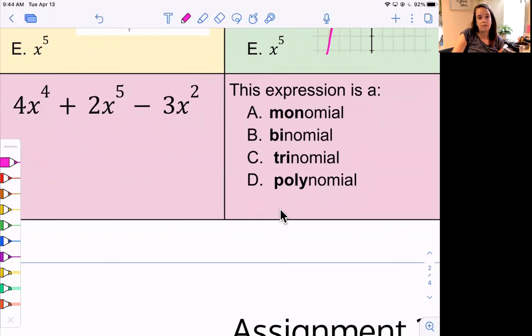You've got 5, 4, 3, 2, get your answers in. 1. Absolutely, this is a trinomial. It's a trinomial for sure.